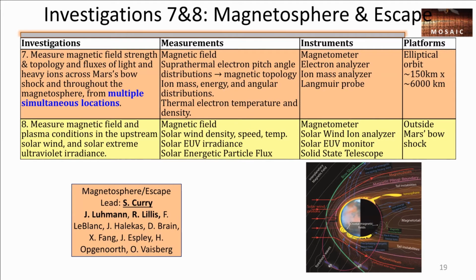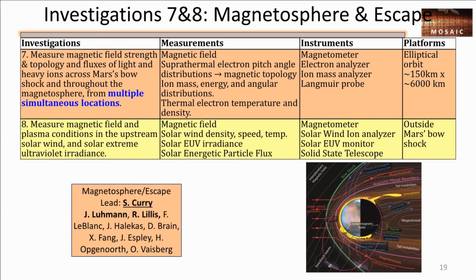And lastly, investigations 7 and 8 concern the ionosphere and the magnetosphere and how that's driven by the space weather environment. For investigation 7, the idea is to make measurements of magnetic field, both strength and topology, and also the fluxes of both light and heavy ions, across the Mars bow shock, the magnetic pileup boundary, and throughout the magnetosphere. The new thing here is measuring from multiple locations simultaneously to untangle the spatial from temporal variability that I spoke about earlier.